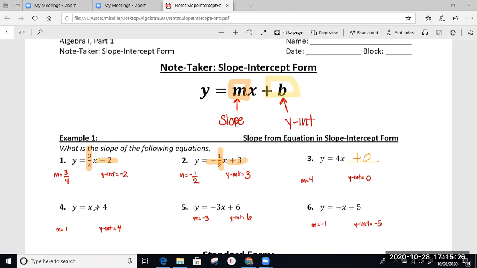Oh, and also when we do have just an x, we can assume there's a 1 here. So our slope would be 1. Same with number 6. We have a -x, so our slope is going to be -1. So that may be a review for you.